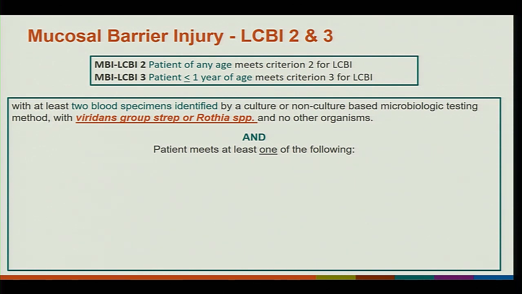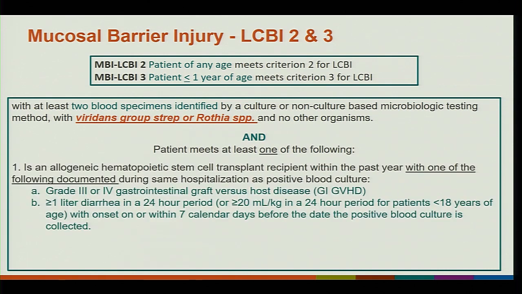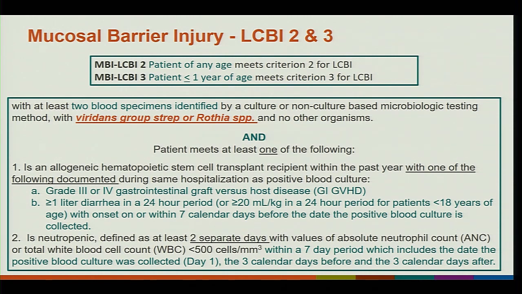We've already discussed LCBI 2 and 3 criteria and the differences in the symptoms used based on age. MBI LCBI 2 and 3 requires only Viridans group strep and Rothia species. These organisms are both common commensals and MBI organisms. In addition to the organism requirement, you must meet one of the following elements. The first element, the allogeneic stem cell transplant patients with gastrointestinal graft versus host disease or qualifying diarrhea, and the second is immunocompromised patients as demonstrated by qualifying neutropenia. These are the same risk factors identified for MBI LCBI 1 criterion.